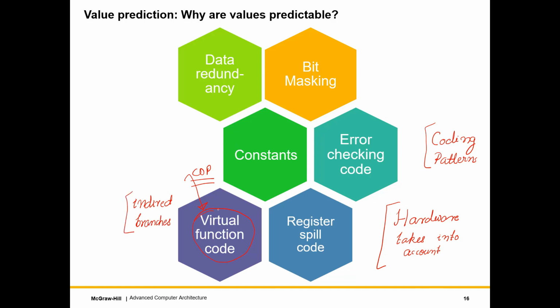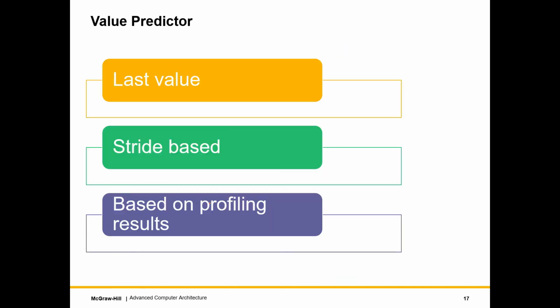But other than that, they also realized that many of the values that are used here are predictable. So you need a value predictor. Value predictors pretty much follow the same pattern that we have been discussing up till now, which is either predict the last value, or let's say the value increases with a constant stride, predict it on the basis of a stride, or you do it on the basis of profiling.